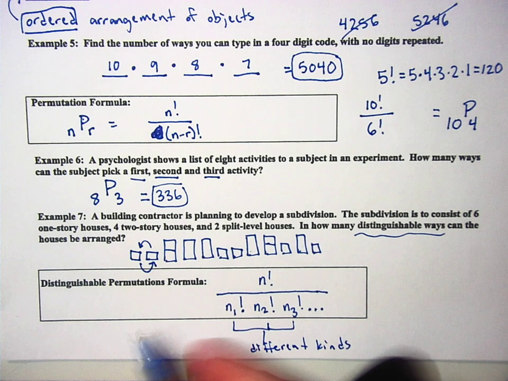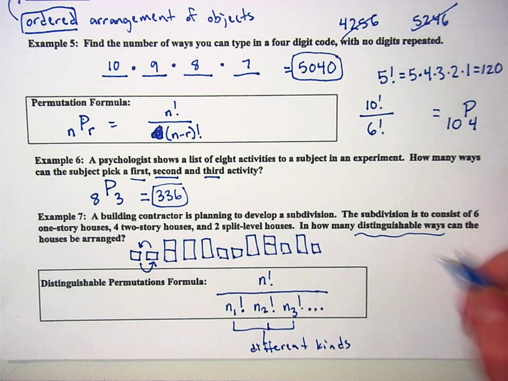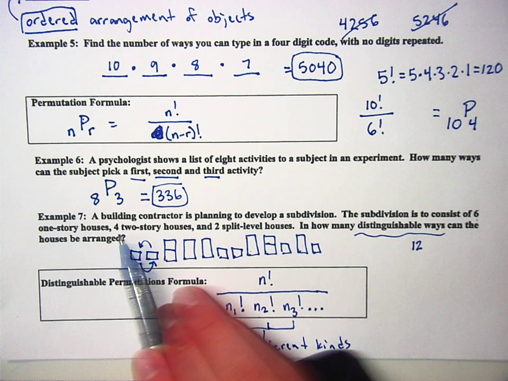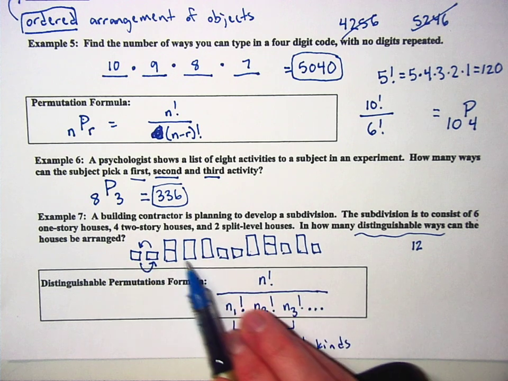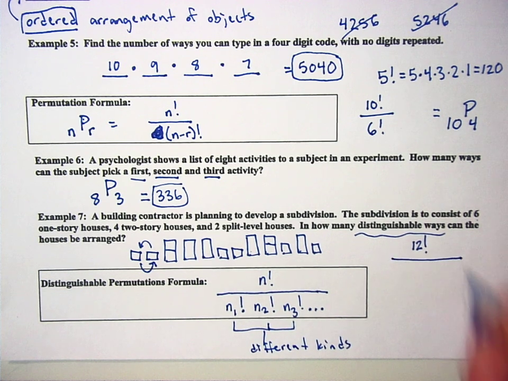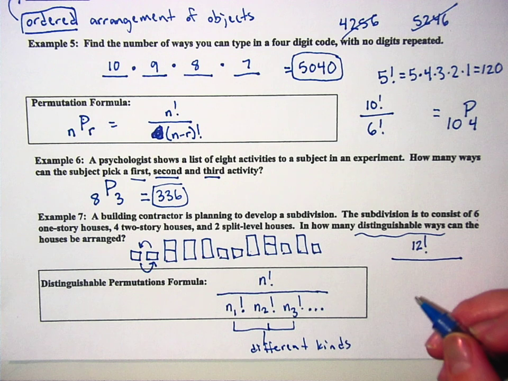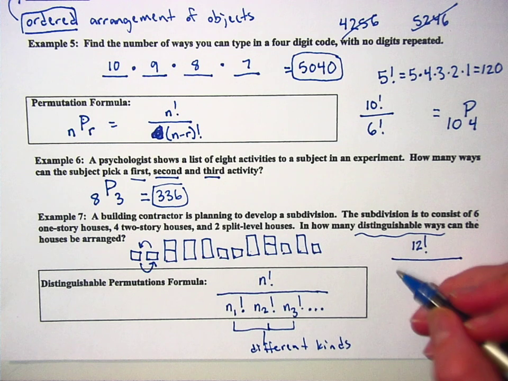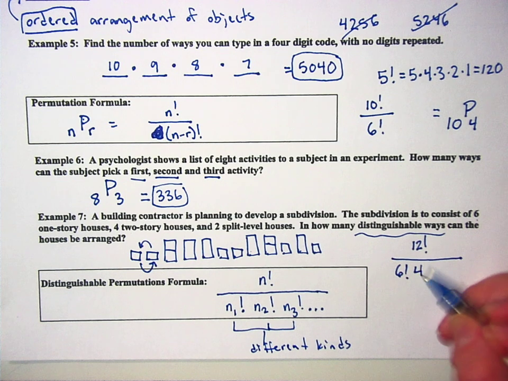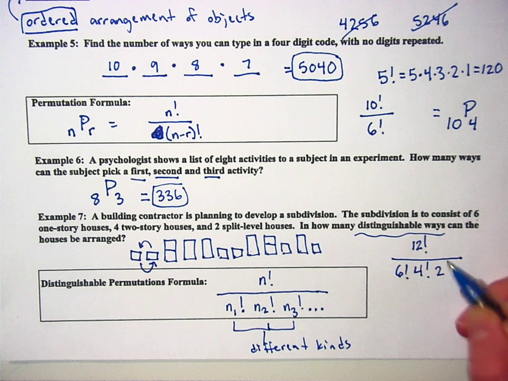Okay, so if I was going to go back to do this problem, I would take 12 factorial, is it 12? Let's see, 6 plus 4 plus 2 is 12. Do I have 12 in my picture? I do. 12 houses on the top total. That's my big total. And then on the bottom, first I'm going to look at, I've got 6 1-story houses. I've got 4 2-story houses and 2 split-level houses.